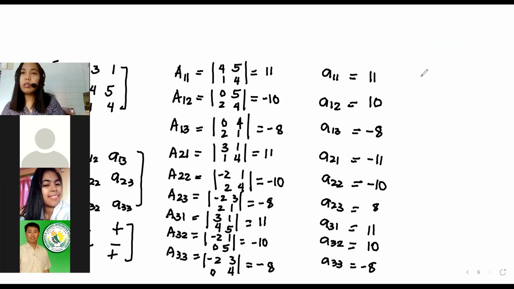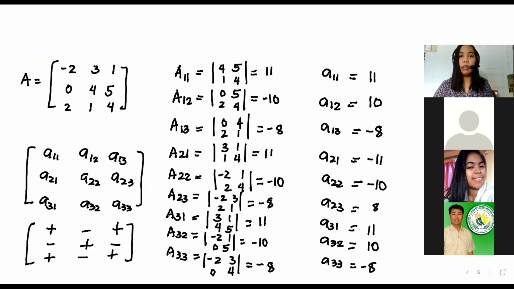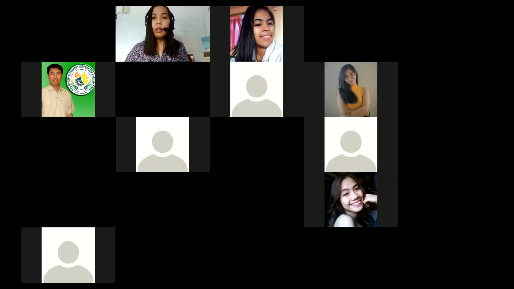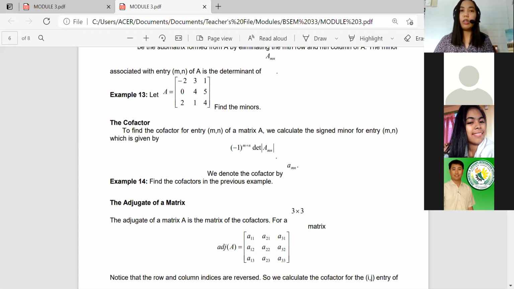Okay? So when we write this, ang adjoint naman class, dire-diretso na natin, is the transpose ng cofactors. So, adjugate. The adjugate of a matrix A is the matrix of the cofactors for a 3 by 3 matrix. As you've noticed, adjoint of A is the transpose of your cofactors. Diba meron tayong A sub 1, 1, A sub 1, 2, A sub 1, 3. You get the transpose of that. That is adjoint. Okay? You interchange your row by column.